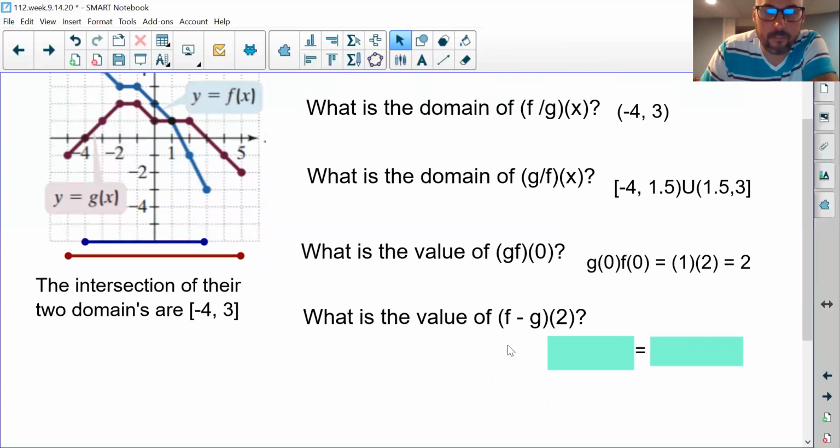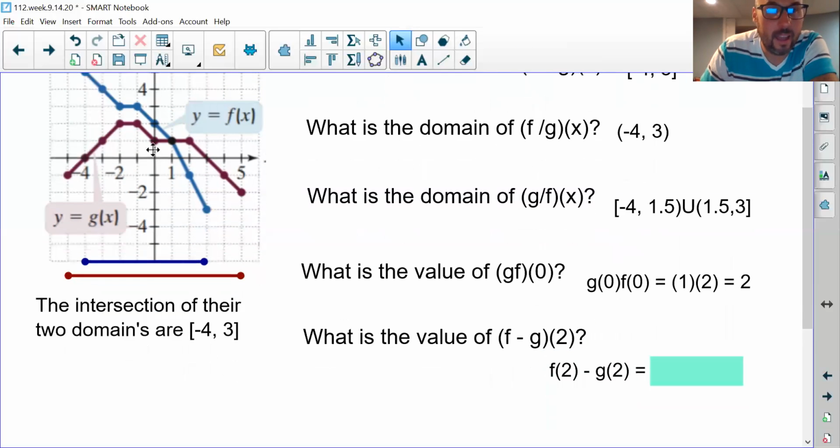Last one, f minus g of 2 is the same thing as f of 2 minus g of 2. F of 2 is -1. When x is 2, the result is -1. And g of 2 is +1. So I have -1 minus 1, and that's -2 as an answer.